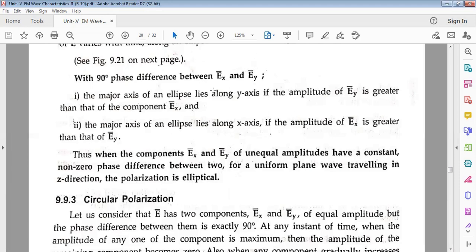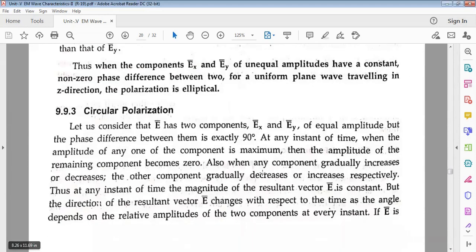The third one, the last, is circular polarization. Let us consider E bar has two components, EX and EY, of equal amplitude, but the phase difference between them is exactly 90 degrees. Previously it was unequal amplitude, so now here it is equal amplitude. Linear polarization means either equal or unequal amplitudes. Elliptical polarization is unequal amplitude, and circular polarization is equal amplitude with the phase difference exactly 90 degrees.